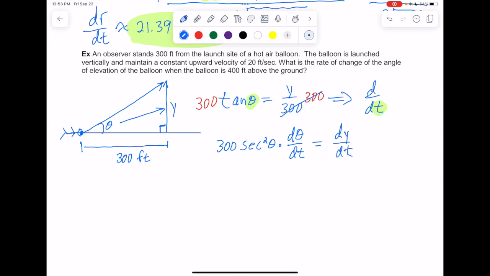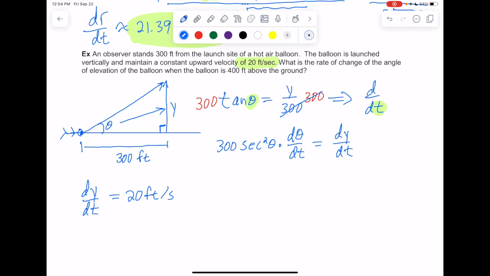So now we start trying to figure out what pieces do we have, what pieces are we looking for. So we already have the 300 written down. The balloon is launched vertically and has an upward velocity of 20 feet per second. So y is the distance it's gone upward. So dy dt, the height of the balloon, is changing at a rate of 20 feet per second. All right, so there's one of the pieces.